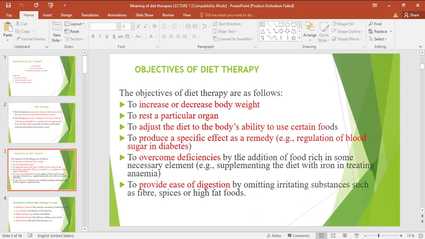And we can also use diet therapy to overcome deficiencies by the addition of food that is rich in some necessary elements. For example, supplementing a diet with iron when you're treating anemia. In anemia, you find that the body lacks enough iron that is responsible in formation of hemoglobin, the major transporter in the blood. So we shall supplement this patient with a food that is rich in iron so as to overcome the iron deficiency anemia. We can also use this diet to provide ease of digestion by omitting irritating substances, for example, fiber, spices, or high fat foods.